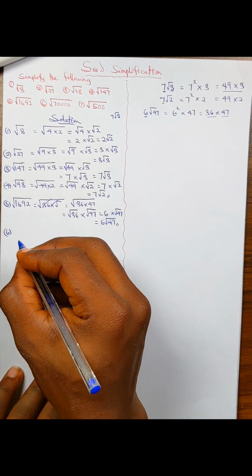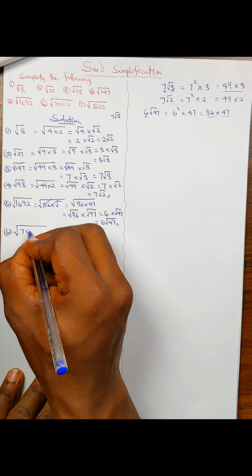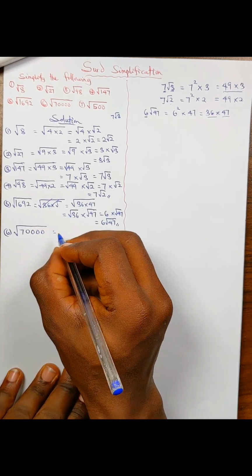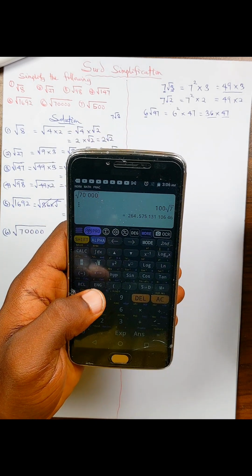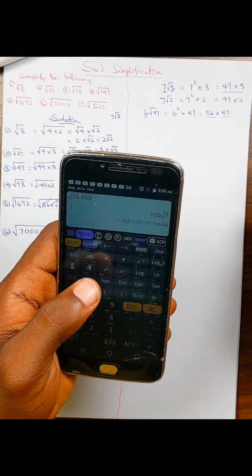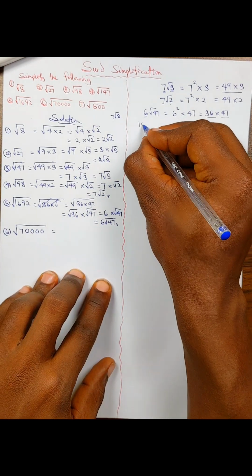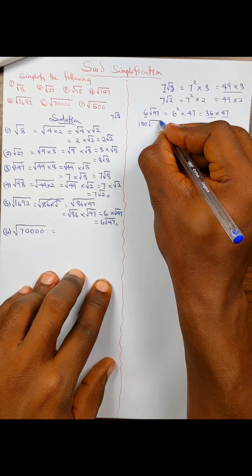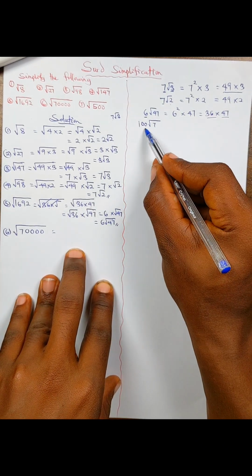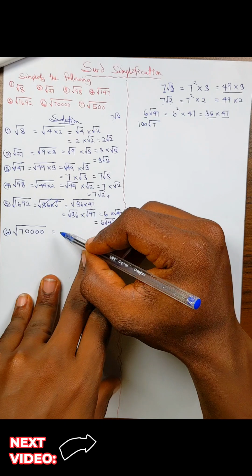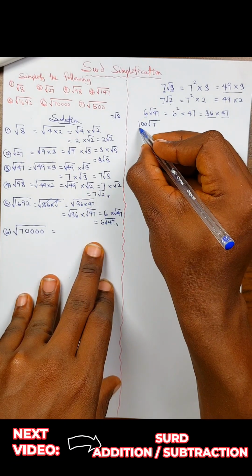Now, let's go to the sixth one, which is the square root of a very big number like 70,000. How do we get the two factors? You take your calculator. The square root of 70,000 is giving us 100 root 7. So you type 100 root 7. That is the answer we are supposed to get finally, actually. But we can't just come and write it there because we are not supposed to be using the calculator. So we get 100 root 7.